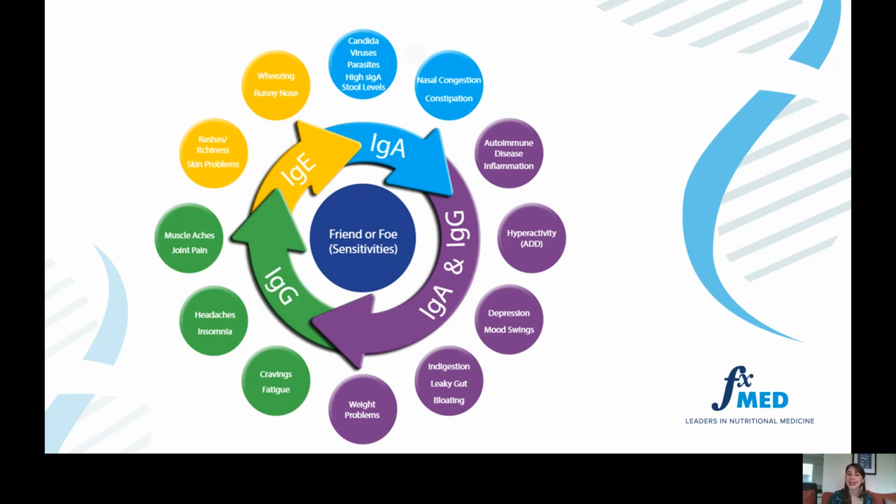And this here in purple is the combined presence of IgA and IgE. So it is totally possible to even have all of these reactions at once. So you could have an IgE, IgG, and IgA reaction to a food, in which case you'd almost definitely want to consider taking that out of your diet with practitioner support. But some things that maybe would want us to explore IgA and IgE are autoimmune disease and inflammation, hyperactivity, ADD, depression and mood swings, indigestion, leaky gut and bloating, and weight problems.